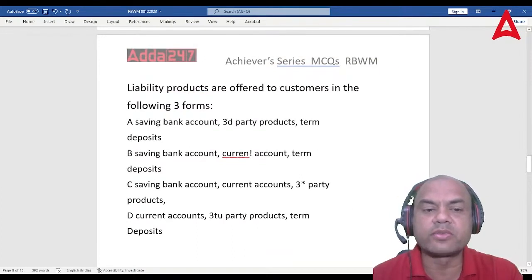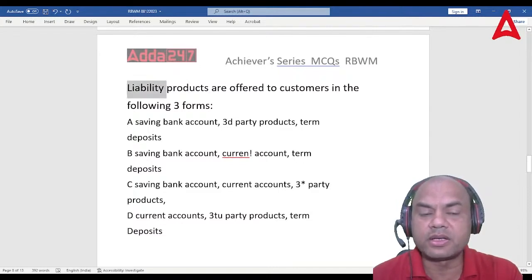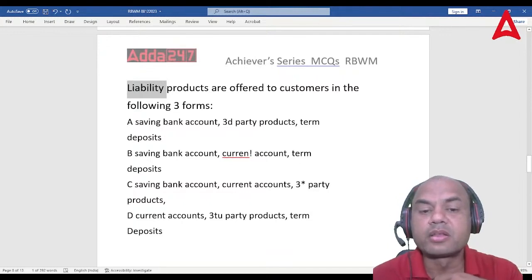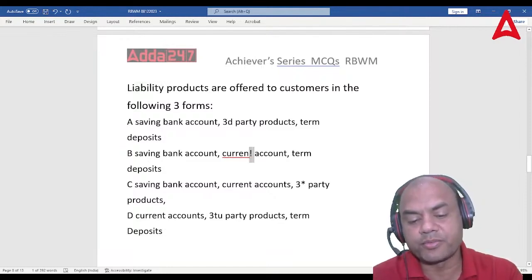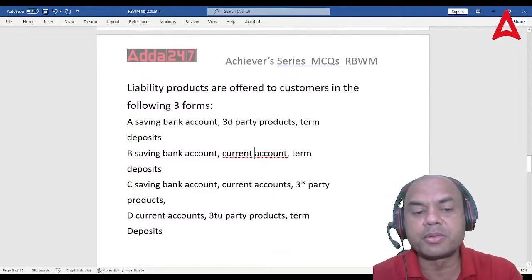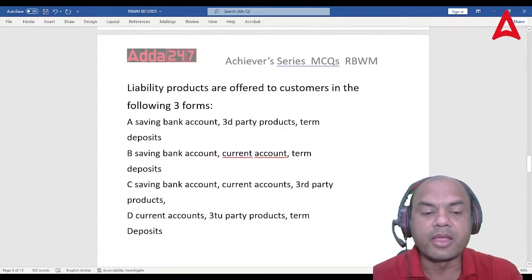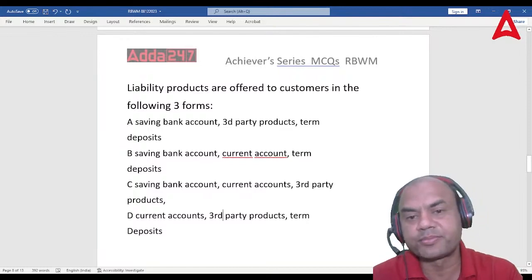Liability products offered to the customers in the following three forms. So liability means what? Deposit. Okay, deposit products. So deposits are offered in what form? Savings account, third party products means insurance, mutual fund, term deposits. Second is savings account, current account and term deposit. Saving account, current account, third party product. Third party products and current account, third party products and term deposits. So what should be the answer?